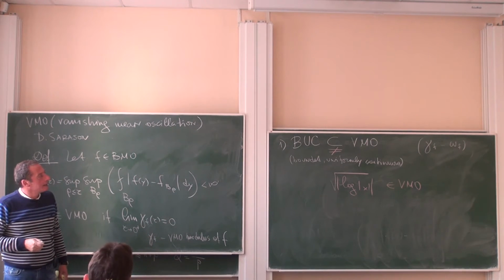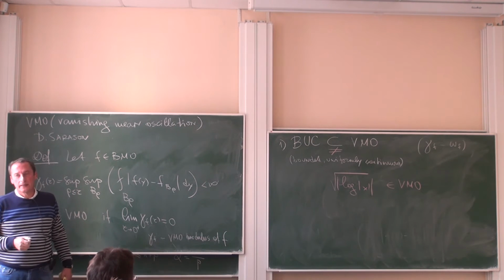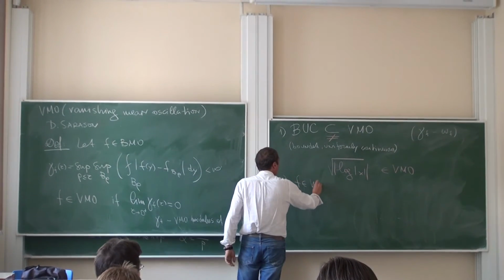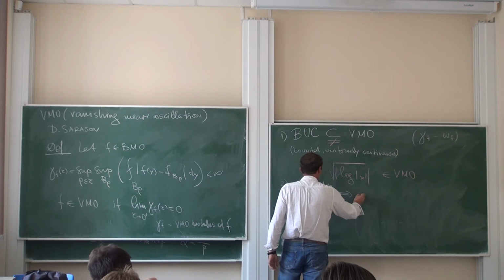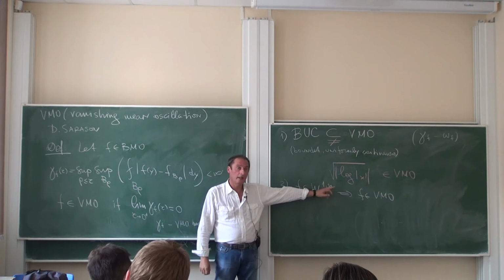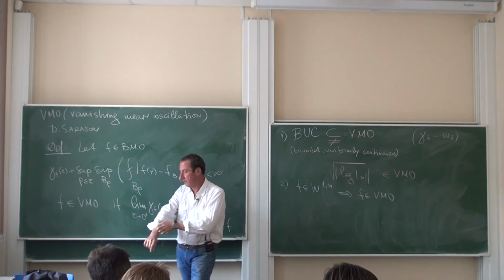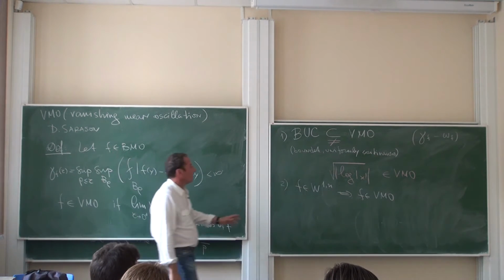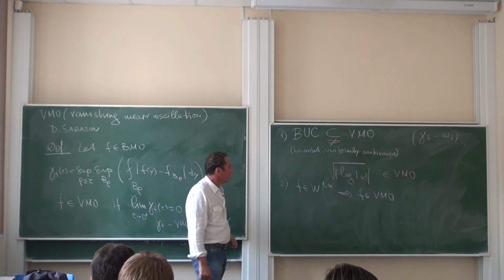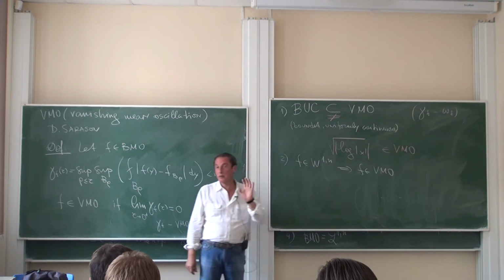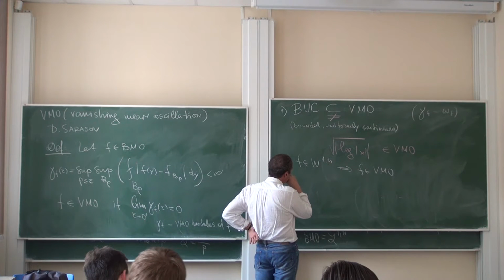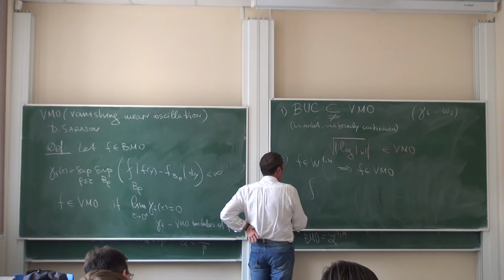So VMO contains the space of bounded and uniformly continuous functions. So this is more or less trivial. Now we will see the inclusion of W^{1,n} into VMO. So, the Sobolev space W^{1,n}: each function in this Sobolev space belongs also to VMO. In order to see this, I will use once again the Poincare inequality in its original form. I will do it this way.